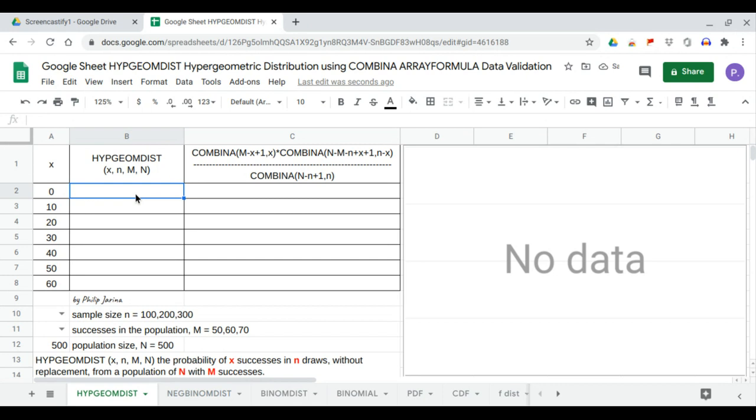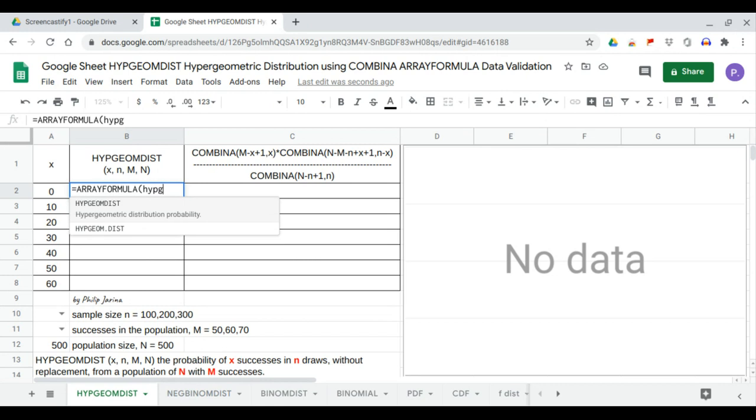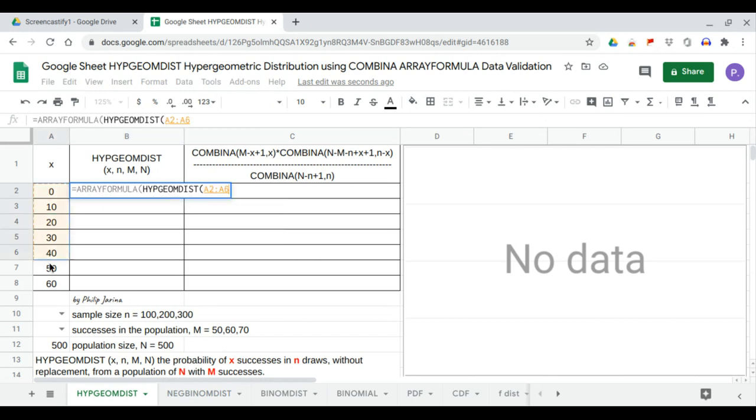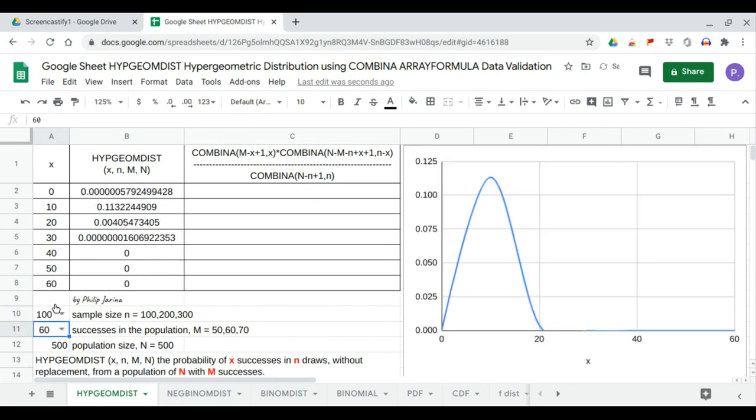Now we generate the dataset using array formula, HYPGEOMDIST of the x values, where the sample size n, and the successes in the population M, and the population size capital N. And we choose 100 for the sample size and assume 60 in the population. So we have a trend line of the hypergeometric distribution.